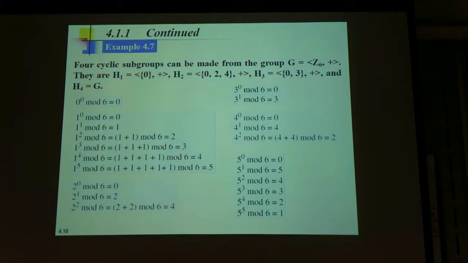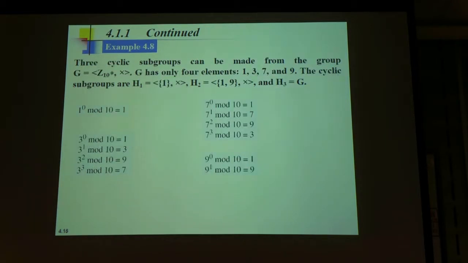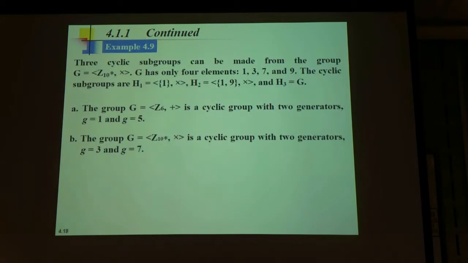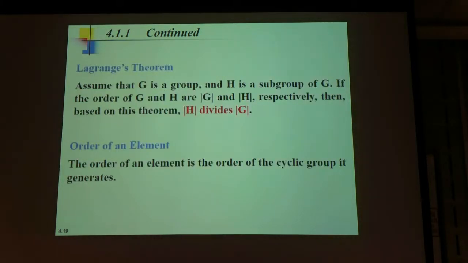Okay, clear? Yeah. In here, which one is a generator? 3 and 7. Why? It has generated the whole group. So in here, the 3 and 7 are generators. You agree?